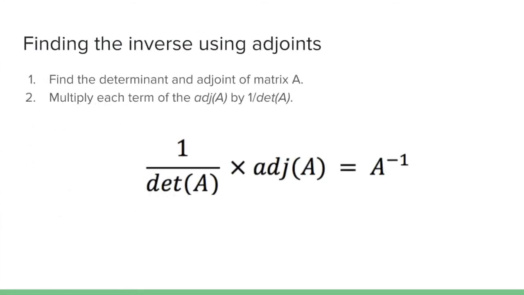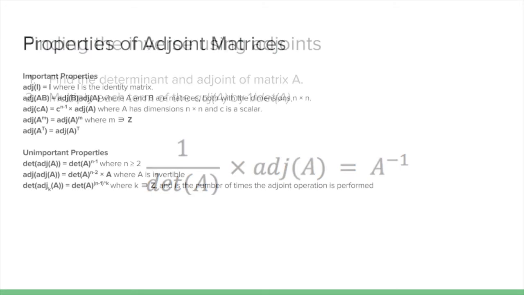Finding the inverse of a matrix can be very simple using adjoints. First, find the determinant and the adjoint of a matrix. Then multiply each term of the adjoint by 1 over the determinant, and there you have it, that's your inverse.